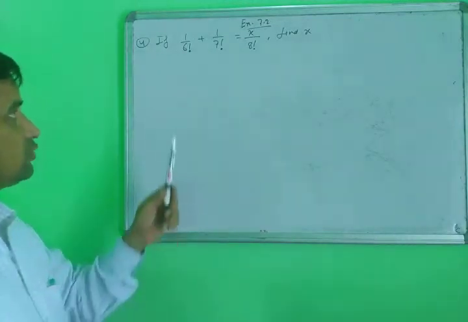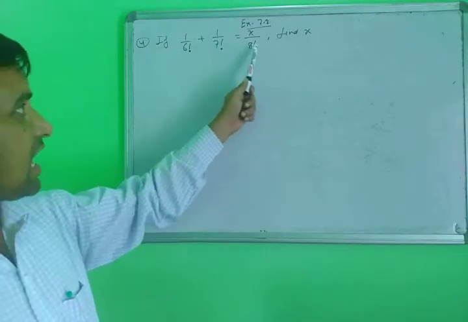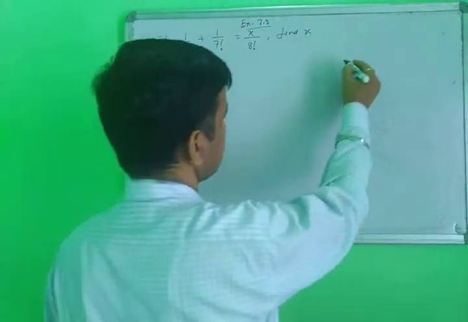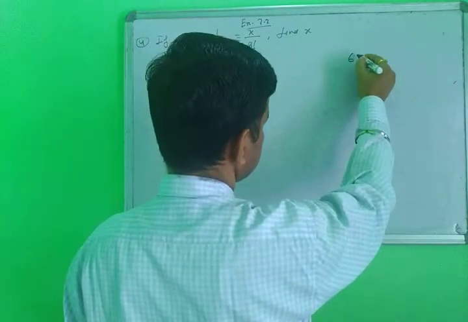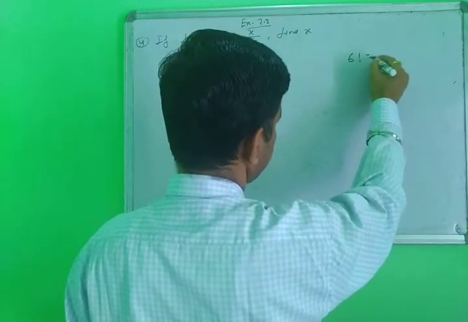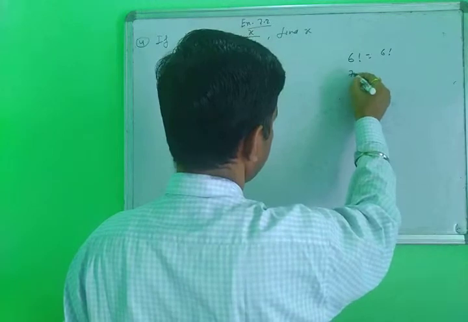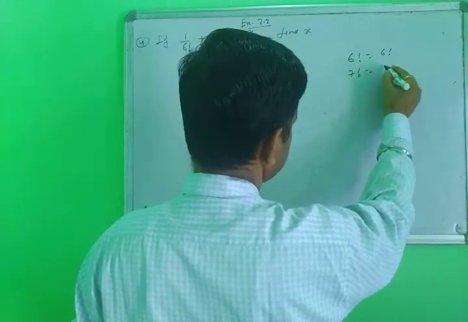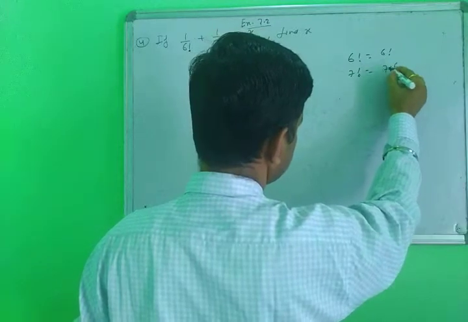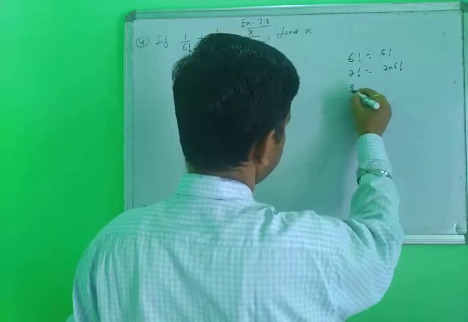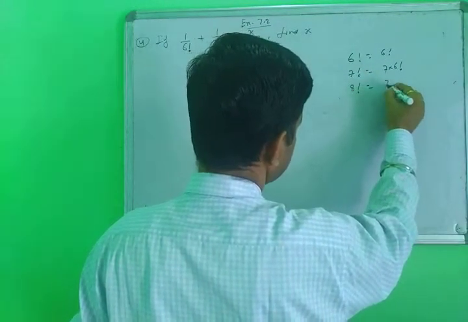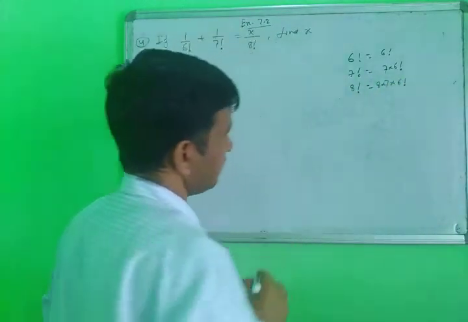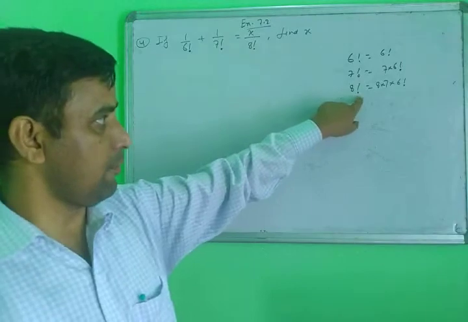Yes, first you will make it into a like form: factorial 6, factorial 6, factorial 6. It means you can write factorial 6 as factorial 6. Factorial 7 you can write as 7 into factorial 6. And factorial 8 you can write as 8 into 7 into factorial 6. First of all, you convert into this form.